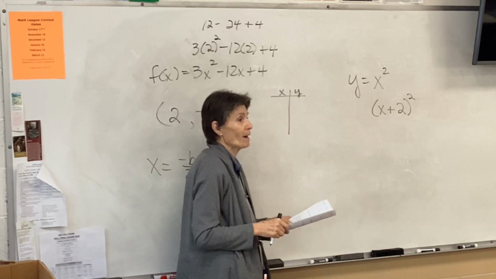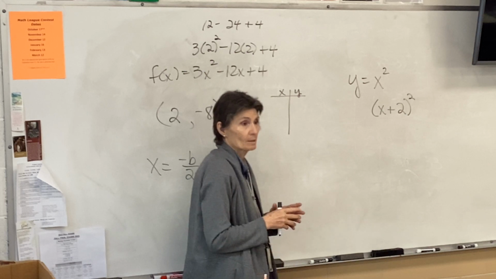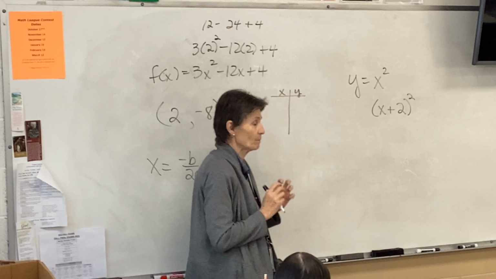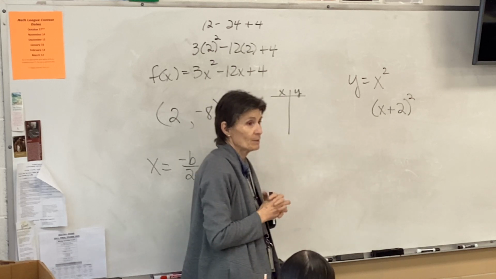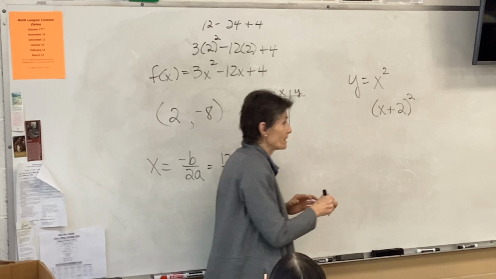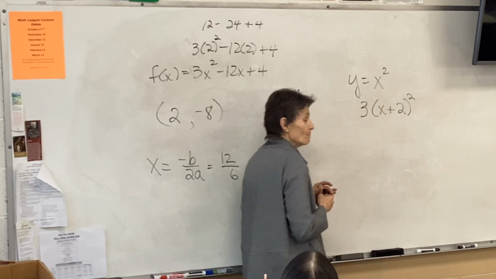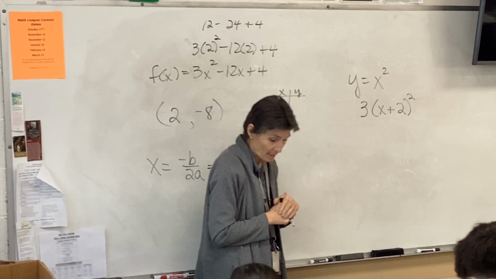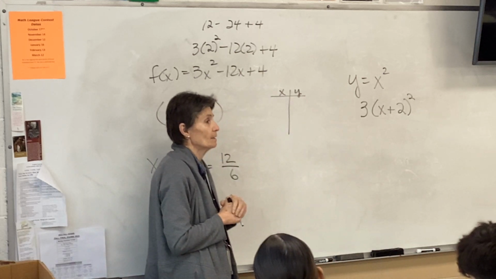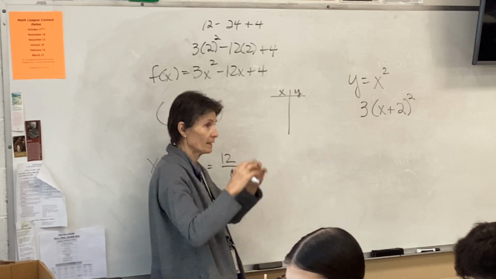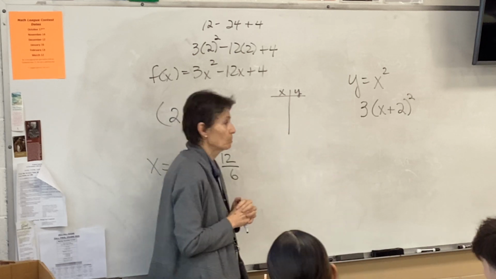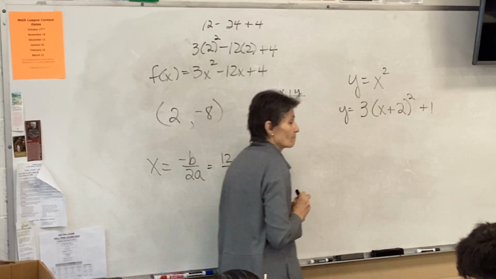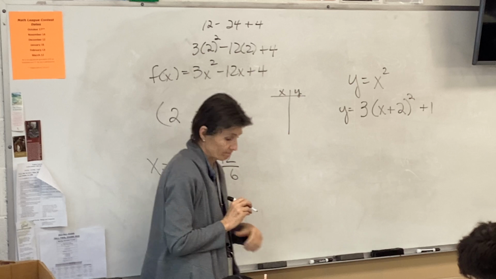Vertical stretch by a factor of 3. So we want to make it basically 3 times as skinny. We want to stretch it. How do we do that? Put the 3 out front, very good, that's a multiplier. It's called a vertical dilation. And a vertical shift up 1 unit, so we want to pick it up 1 unit, plus 1 on the end. And there's your equation.